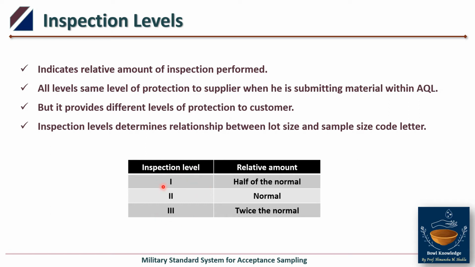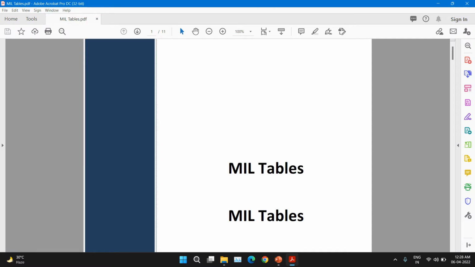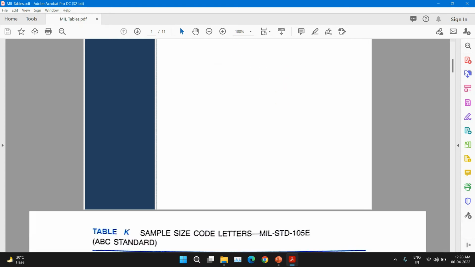So just go through the inspection levels. Inspection level 1 means it is half of the normal. As I said, it is relative. Then second means normal, and third means twice the normal. I will just show you a glimpse of the MIL tables. So these are the MIL tables. The link to download the table is provided in the description.